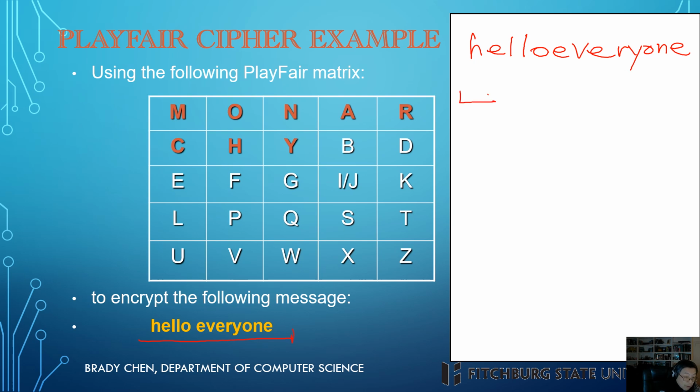The first group is HE, and then the next one is L and L, which are repeating letters, so we need to provide a filler. So let's group the first L with a filler X, and then the L with O, and then EV, ER, YO, and NE. That's the first step. We group them into units of 2 letters.